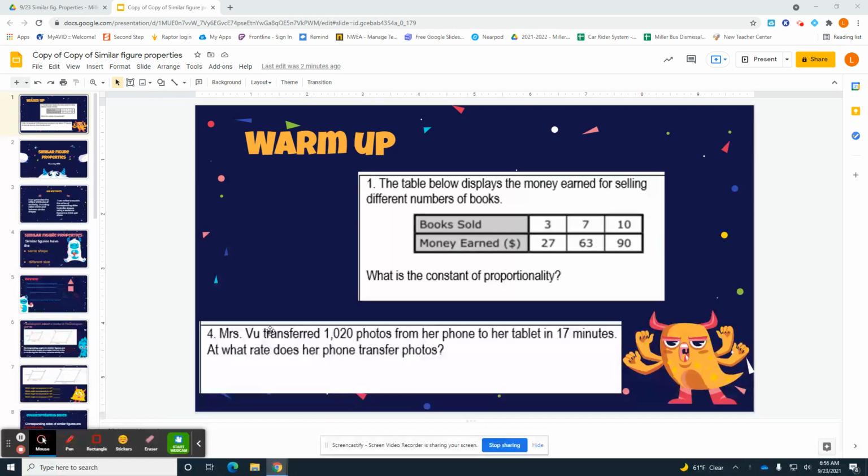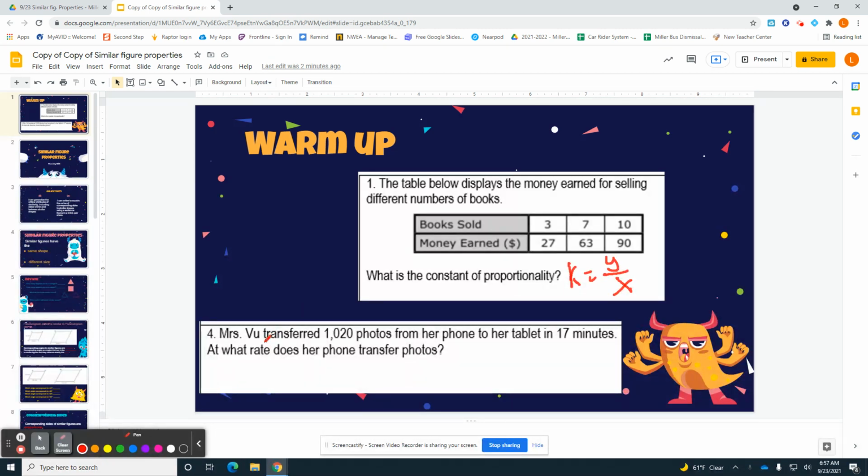So this is your warm-up. You have these two questions. The first one says, what is the constant of proportionality? So you have to find the constant of proportionality from the table. Remember, your formula for constant of proportionality is K equals Y over X. So you're going to use that to find your constant of proportionality.